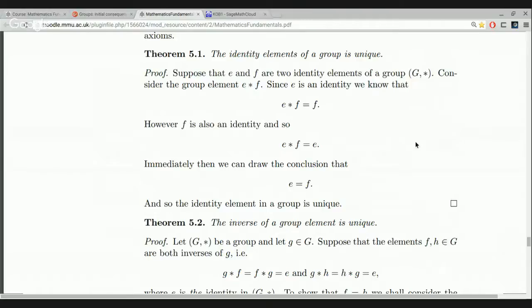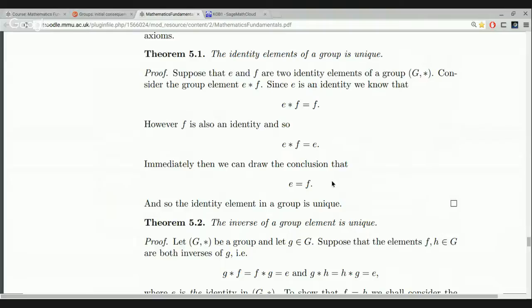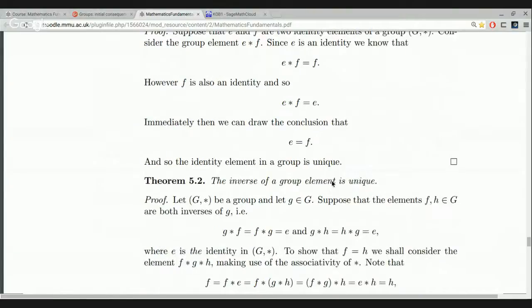So this element, E times F, has to be simultaneously F and E. The only way you can be simultaneously 2 things is if, in fact, those 2 things are the same thing. You can't have a mathematical object that is simultaneously equal to 2 different, unequal things. So E star F is equal to F, it's equal to E, therefore E has to be equal to F. So any 2 identity elements are just different labels for the same element. So that's an initial consequence of the group axioms.